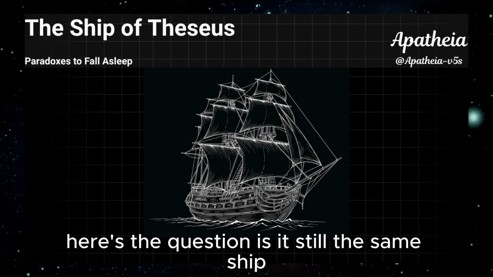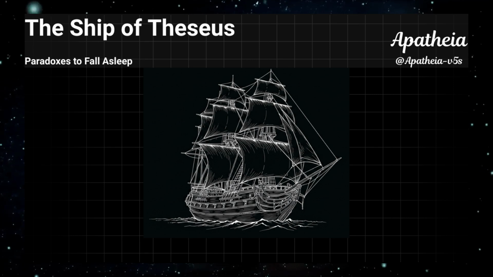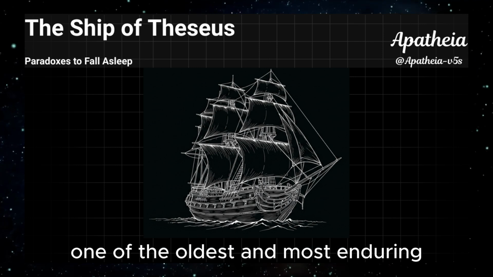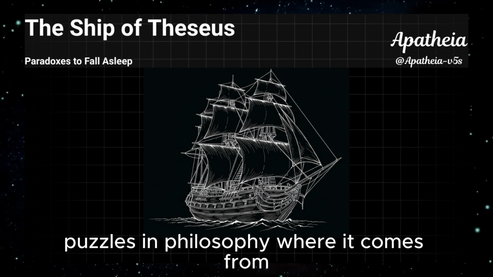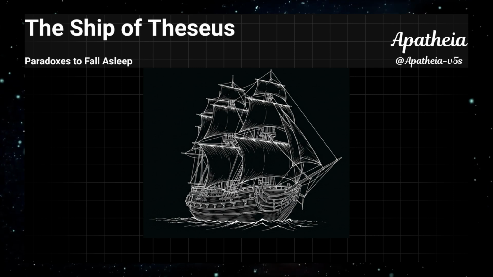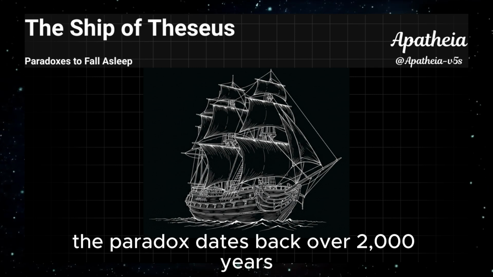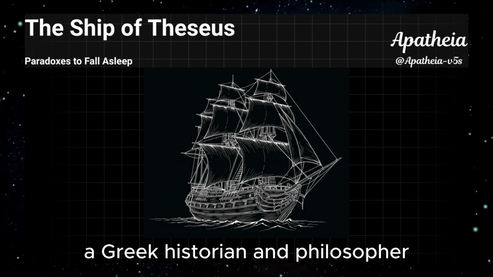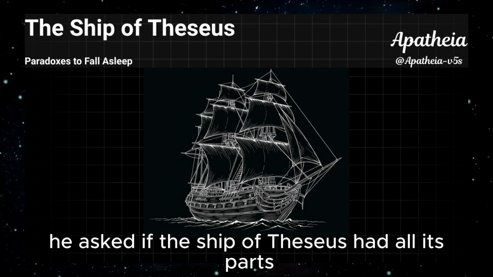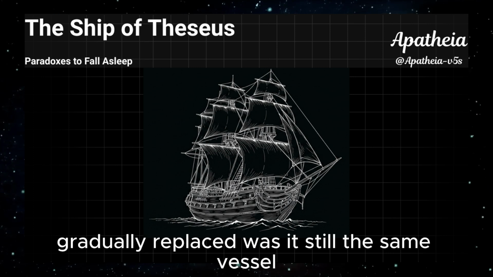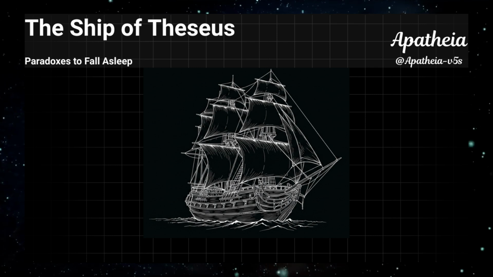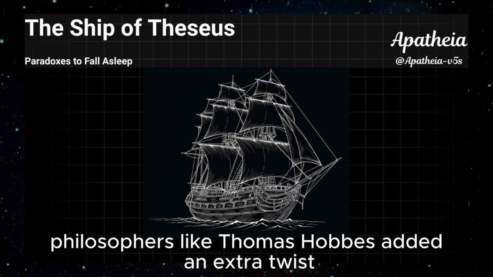Here's the question. Is it still the same ship? That's the heart of the Ship of Theseus paradox, one of the oldest and most enduring puzzles in philosophy. Where it comes from: the paradox dates back over 2,000 years. It was first recorded by Plutarch, a Greek historian and philosopher. He asked, if the Ship of Theseus had all its parts gradually replaced, was it still the same vessel, or had it become something new? Later, philosophers like Thomas Hobbes added an extra twist.